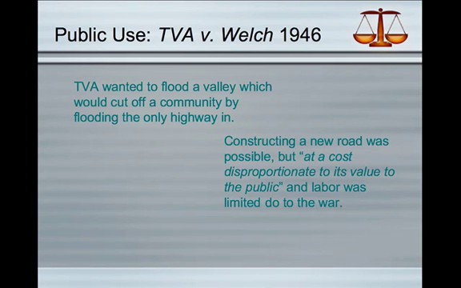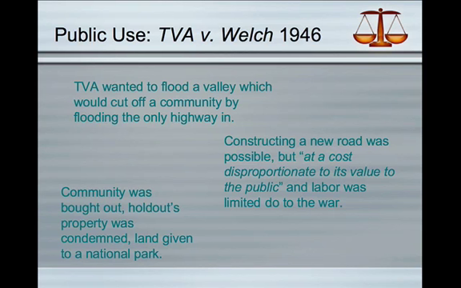So constructing a new road was possible, but at a cost disproportionate to the value of the public, and labor was limited due to World War II. And I think it was North Carolina, but I'm not sure. And they had an obligation to provide roads for everybody in the state. I guess a statutory obligation. So instead of building a new road, most of the community was bought out, but the holdout's property was condemned and the land was given to the national park.